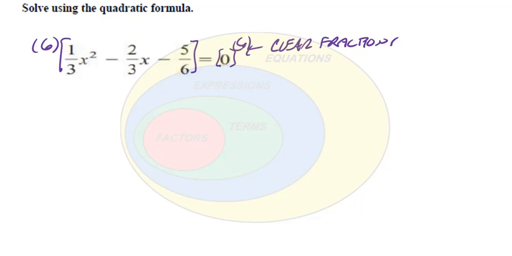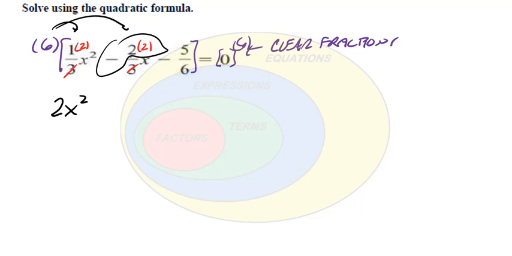So as I distribute, the 3 cancels, leaving a 2. So we would have 2x squared. As I distribute to the next term, again the 3 cancels, leaving a factor of 2. So we would have a negative 2 times x, which is negative 4x. And then finally distributing to the last, the 6's would cancel, leaving just negative 5, and that would be equal to 0.